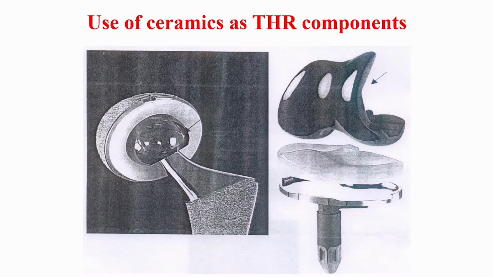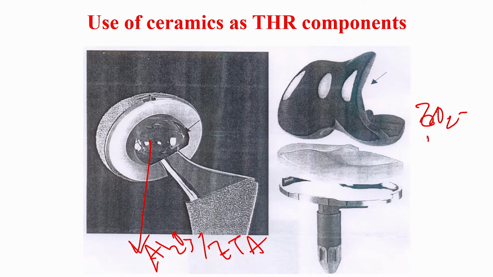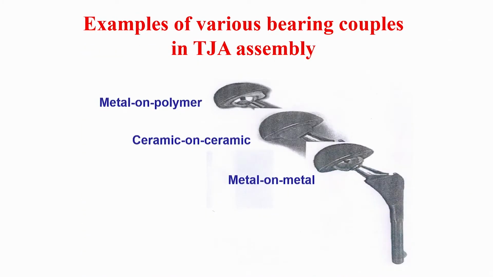So, what are the different ceramics used in total hip joint replacement? This is the femoral head, which is made of alumina or ZTA. ZTA stands for zirconia toughened alumina. This is one of the composite materials that the femoral head can be made of, and that is also very important.